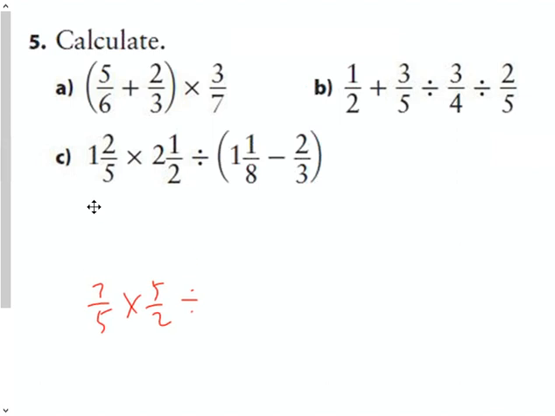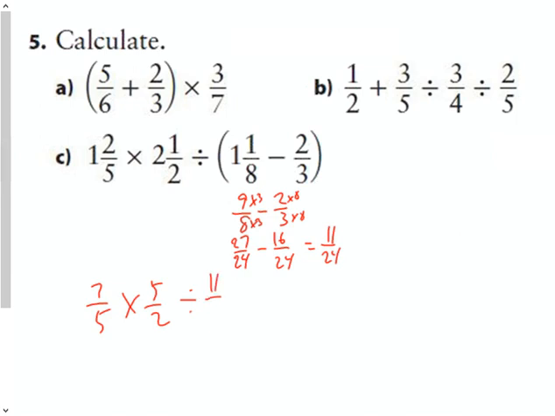Bring it down a little bit because you have to figure out what the brackets actually work out to be. 9 over 8, take away 2 over 3. Common denominator will be 24. Equivalent fraction to 9/8 that has a denominator of 24 is 27/24. Equivalent fraction to this will be 16/24, which is 11/24. So that whole bracket works out to be 11/24. So I write that down with the rest of it.